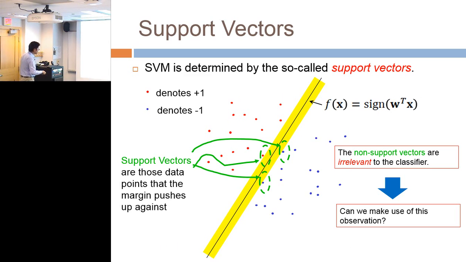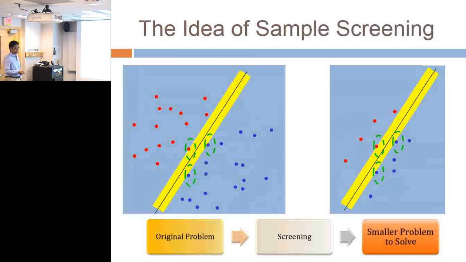So the high-level idea of screening for SVM is, this is the original problem, and we first apply our testing rule to identify if a data instance is a support vector or not. If we can guarantee that the data instance is a non-support vector, then we can remove those non-support vectors from the optimization. And then we can apply any existing solver to solve the support vector machine problem on this reduced data set.